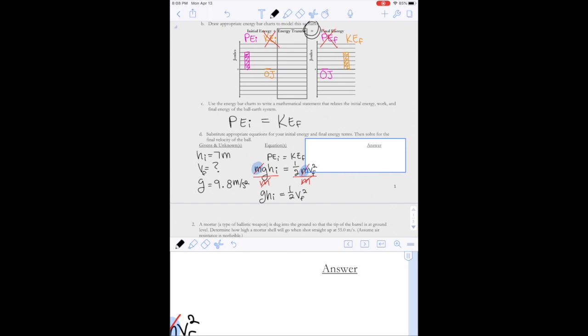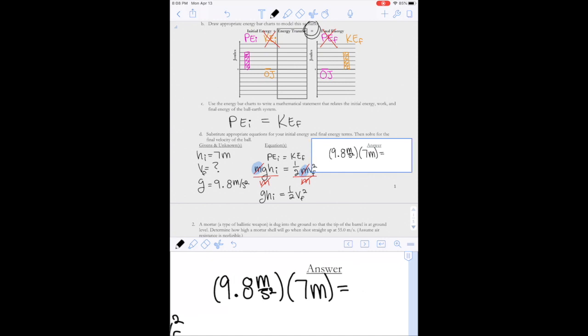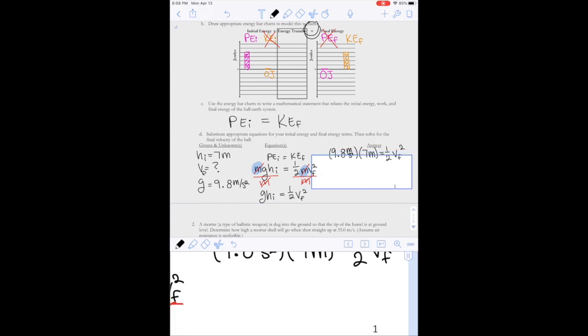All right, now it's time to go ahead and add in my numbers. So I know gravity is 9.8 meters per second squared here on Earth. I know that my medicine ball is starting 7 meters high. All right, we're going to keep in that 1/2, and we are looking for that final velocity. All right, so then we're going to pull out a calculator. We're going to say 9.8 times 7. What does that give us? 68.6. All right, and that's going to be meters squared over seconds squared equals 1/2 times velocity final squared.